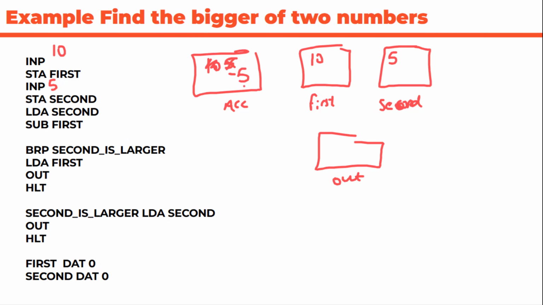Now this number here is not positive and it's not 0. So no, we're not going to jump. We move to the very next line in our sequential order and then we LDA the first number. So LDA first, 10 gets loaded there. And then we output that. So we output the value of 10. So no matter what, we're always going to find the biggest of two numbers.